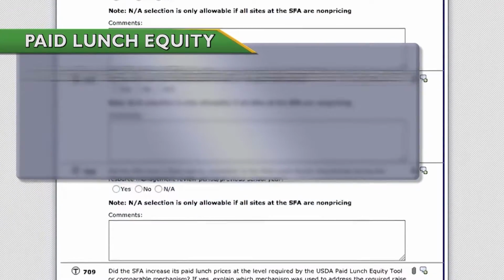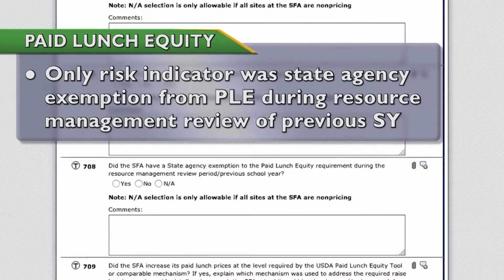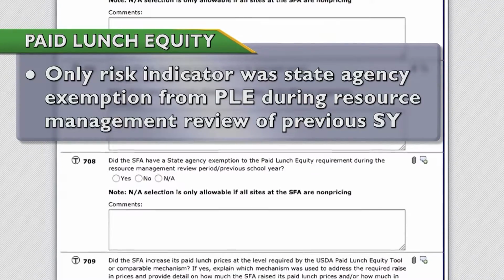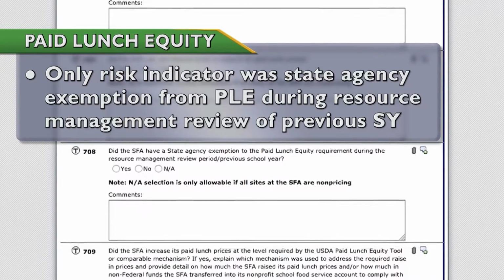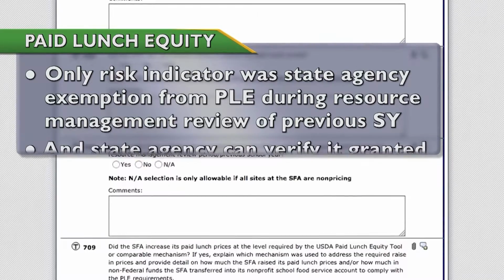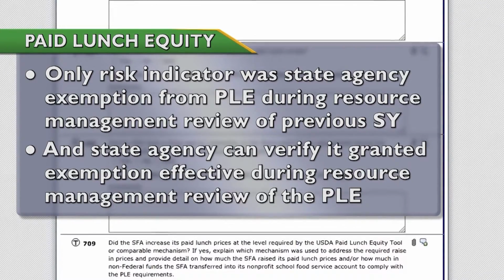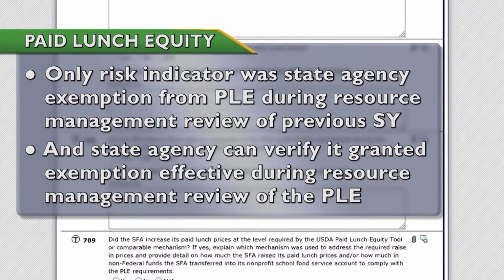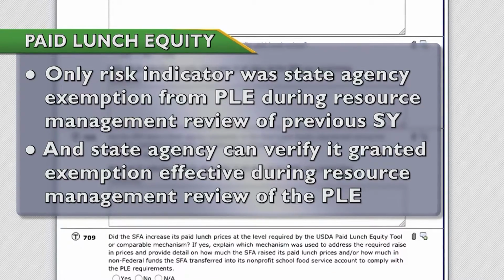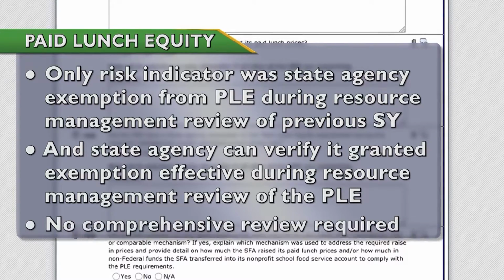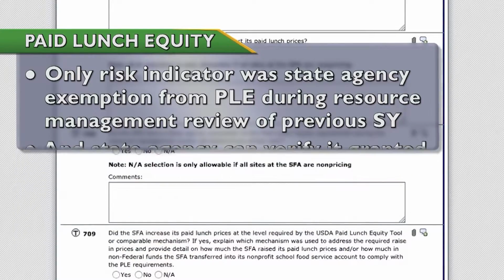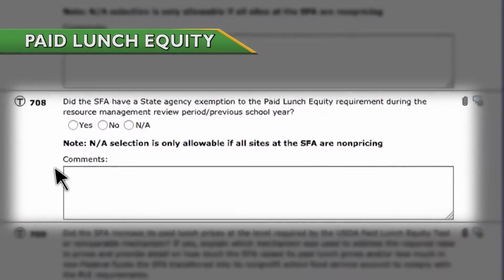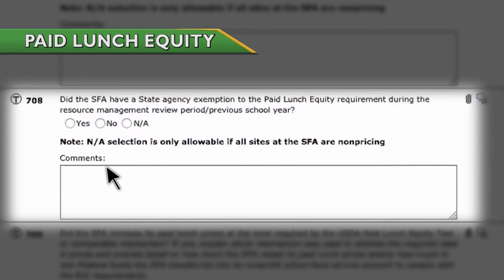If the only risk indicator the LEA received under the Paid Lunch Equity Risk Assessment was for a state agency exemption from the PLE during the resource management review period of the previous school year, and the state agency is able to verify that it granted the exemption which was effective during the resource management review period, the state agency does not have to conduct a comprehensive resource management review of the PLE. The state agency will document verification of the information in the comments section of Q.708 in the Off-Site Assessment Tool.